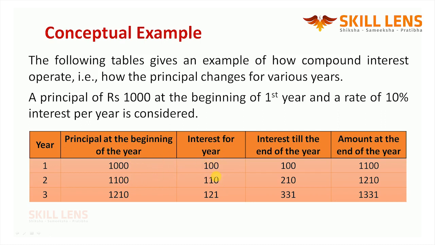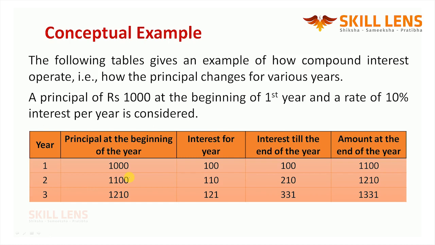On 110, this is going to be what? On 1100, 10% is 110. On 1210, 10% is 121. How will this become 1100? Because your amount will become your principal. So basic point. Point number 1.